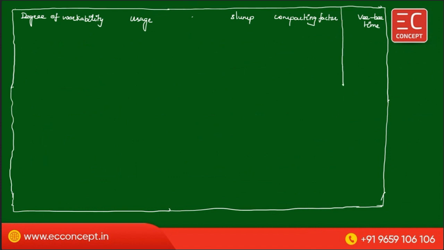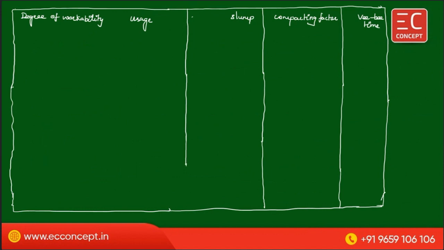VB time is a compacting factor value and the slump value. That means slump value.